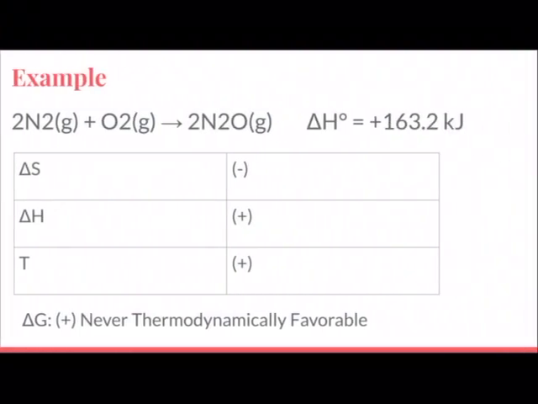In this last example, the given is the equation, which is the forming of nitrous oxide gas, and delta H is also given. Delta S would be negative because the system becomes more ordered, but delta H is positive because it's an endothermic reaction. Then, since delta H has the degree symbol, it means that it is at standard temperature, which is 25 degrees Celsius and 298 Kelvin, which would make temperature positive. So delta G would be positive, which is never thermodynamically favorable.